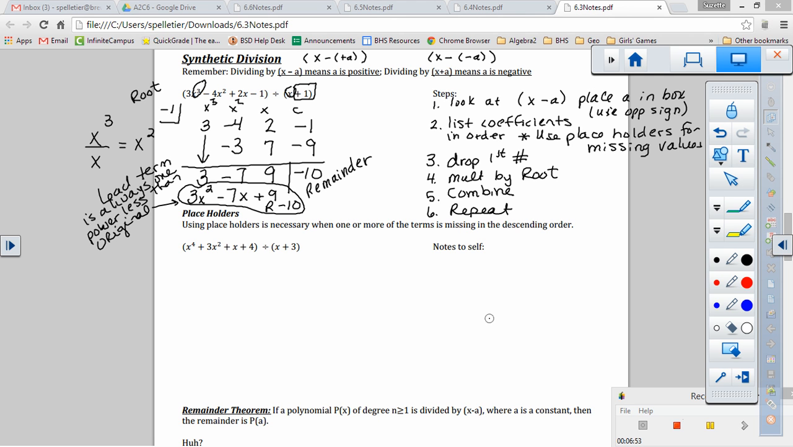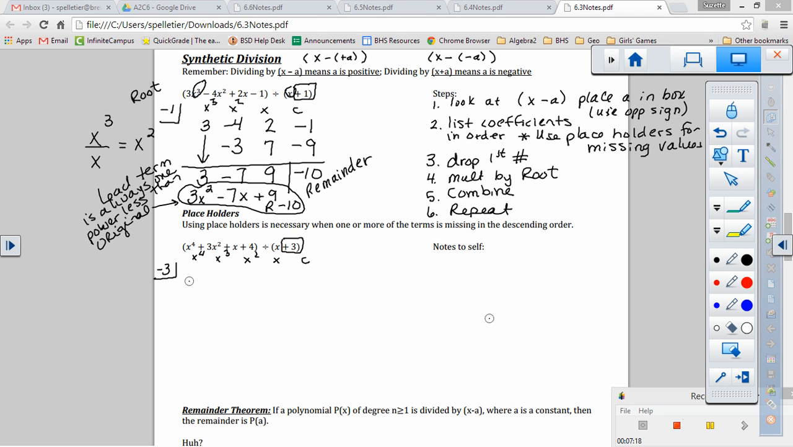Okay? Let's talk about the second example where we need a placeholder. So again, we're dividing by x plus 3. This is a positive 3, so I have to put a negative 3 in my box. I'm starting with an x to the fourth. Then I'm going to do x to the third, then x squared, then x, and then my constant. So 4, 3, 2, 1, constant.